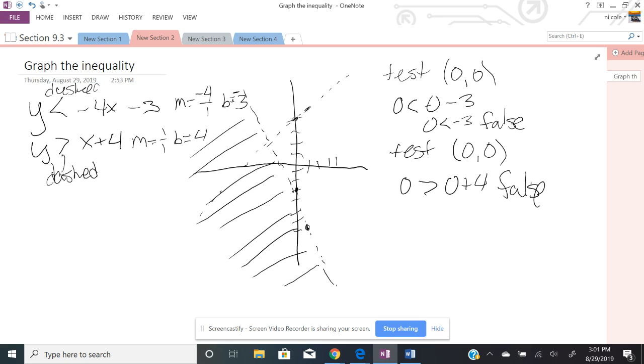All right, so come here and look at 0, 0. My line is here, so I have to go to the other side of the line. And so that area where there's this double hashing, that is your solution set, and that is what you would use to shade with in Math Excel.